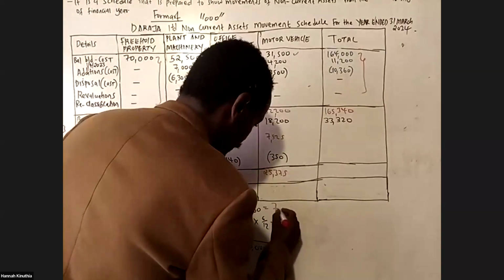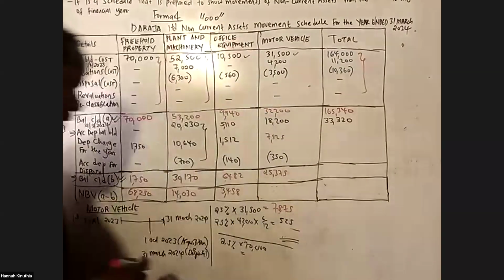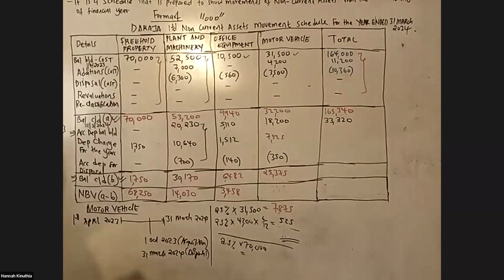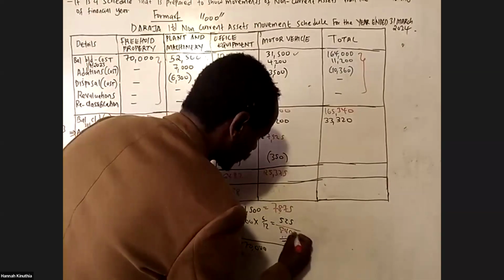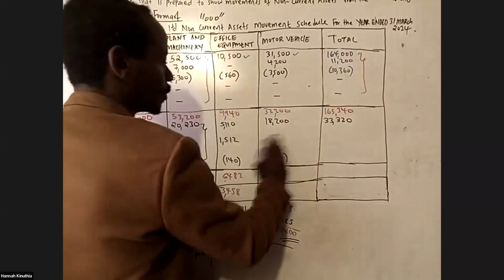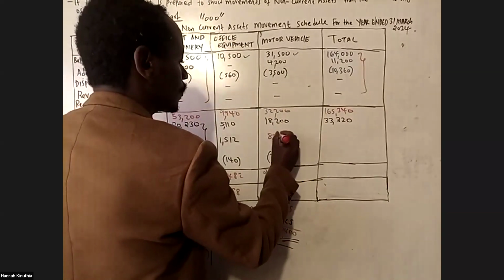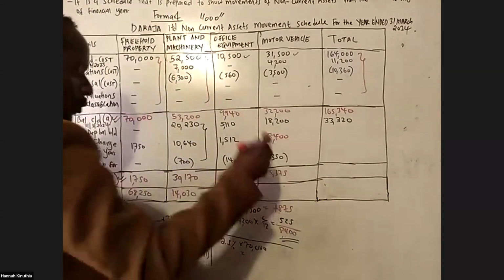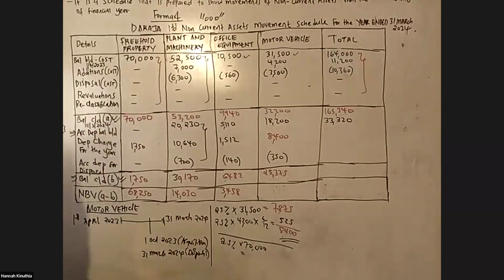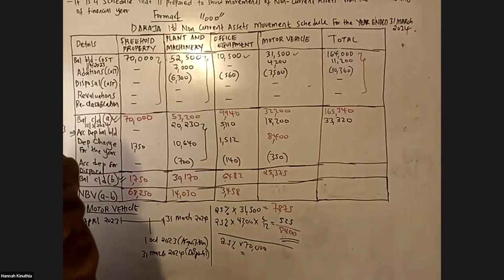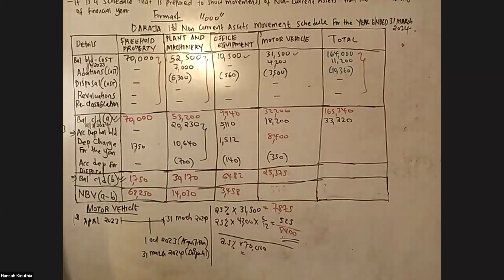So 78, 75. So you add them together. So we remain with 8400. Then you can complete the rest. Can you complete the rest? Are you okay up to there?